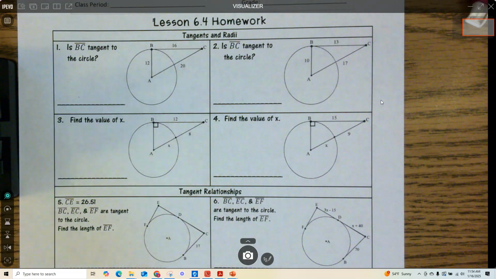All right, this video is for the lesson 6.4 homework. So the top of this page is tangents and radii. Radii is just plural for radius.